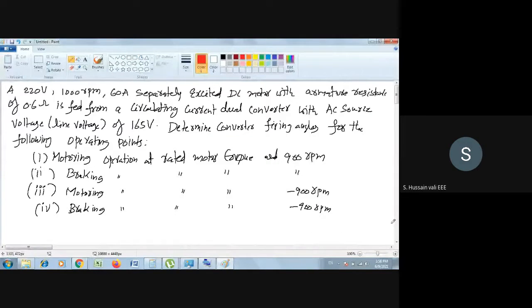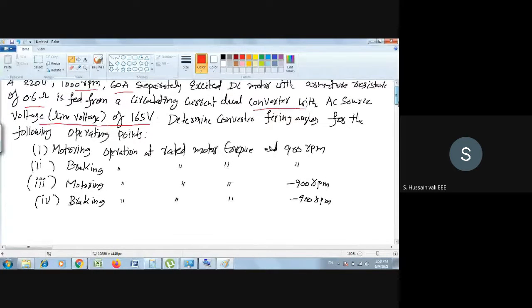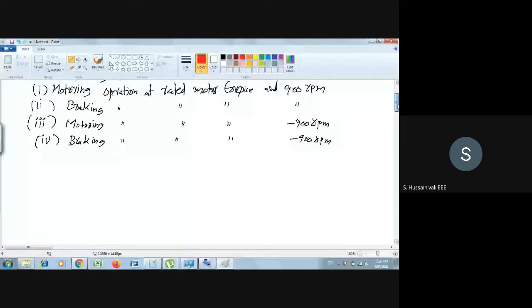Now this question is that a 220 volt, 1000 rpm, 60 ampere separately excited DC motor with armature resistance of 0.6 ohm is fed from a circulating current dual converter with AC source voltage of 165 volts. So determine the converter firing angles for the following operating conditions. So there is a dual converter.